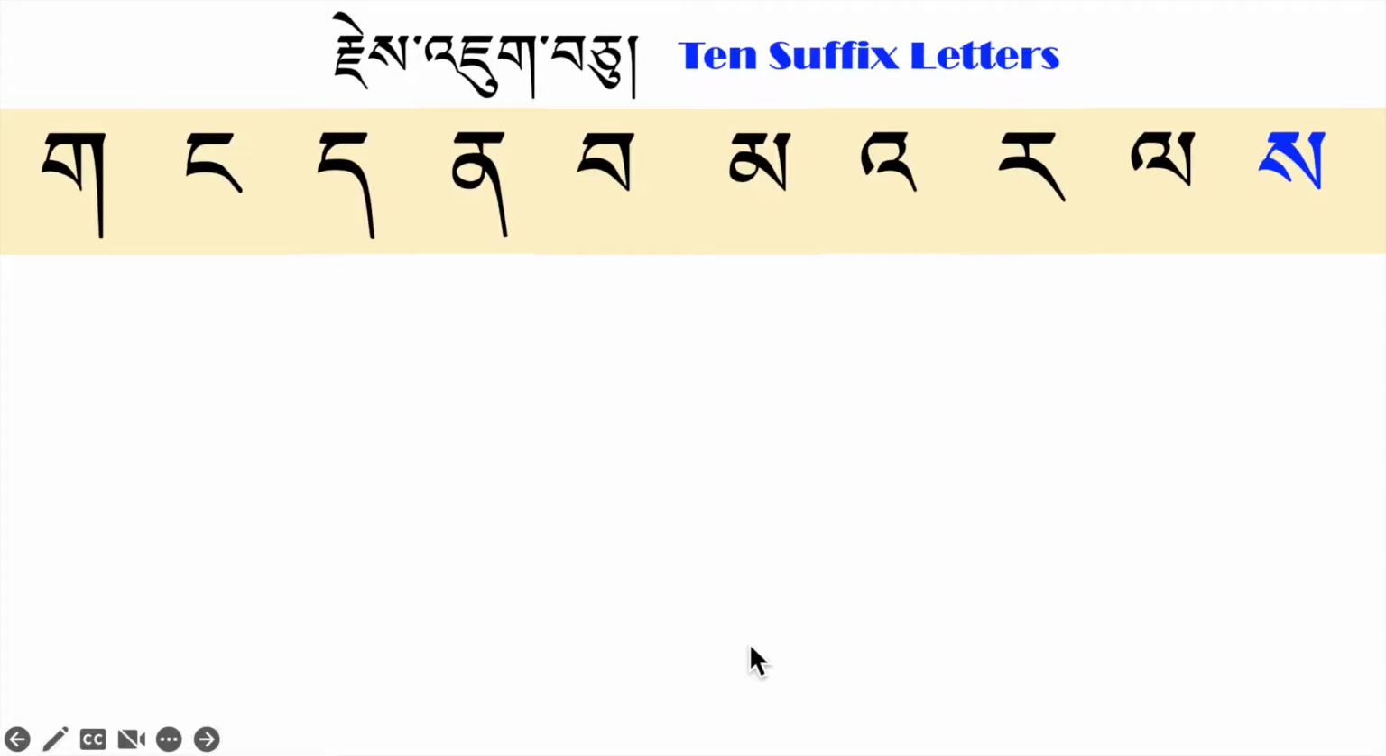Okay, let's start. Here you can see Jinjuk, the 10 suffix letters. Please remember the 10 suffix letters: Ga, nga, da, na, ba, ma, a, ra, la, sa. Sa is the last one, and we are learning the examples of sa Jinjuk.